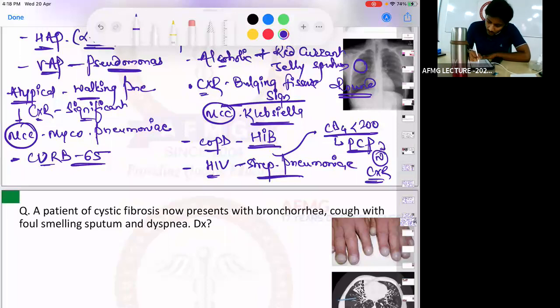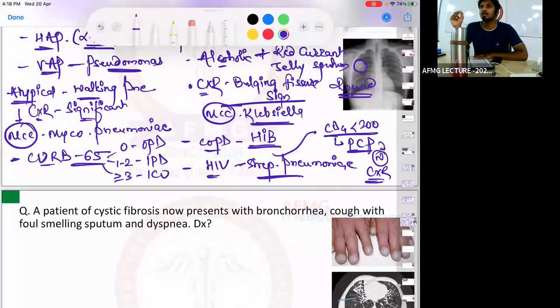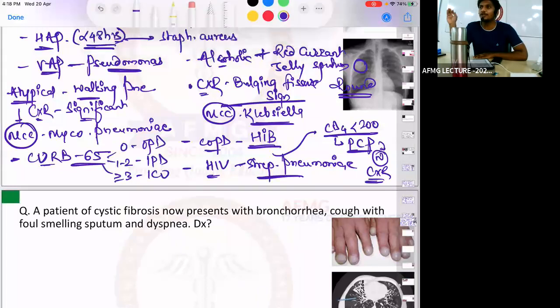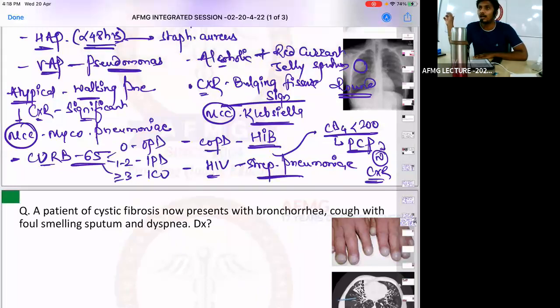If a patient has a score of 0, he should be treated on OPD basis. If a patient has a score of 1 to 2, he should be treated on IPD, inpatient department. And if a patient has a score of more than or equal to 3, IPD. What is the drug of choice? Anybody?